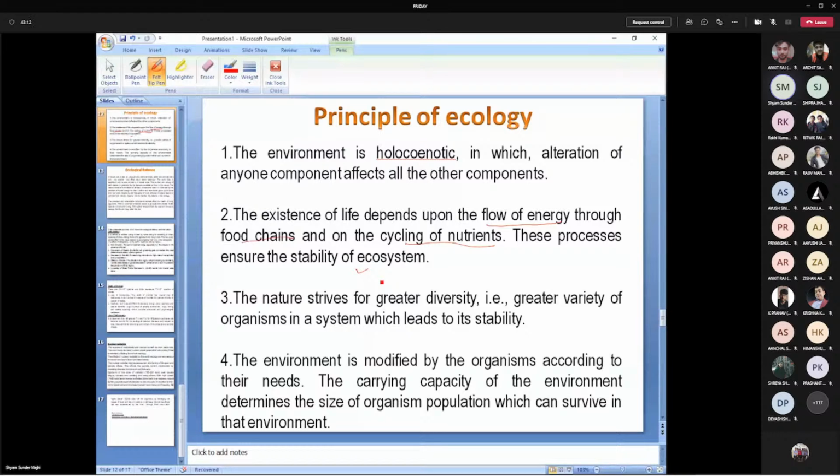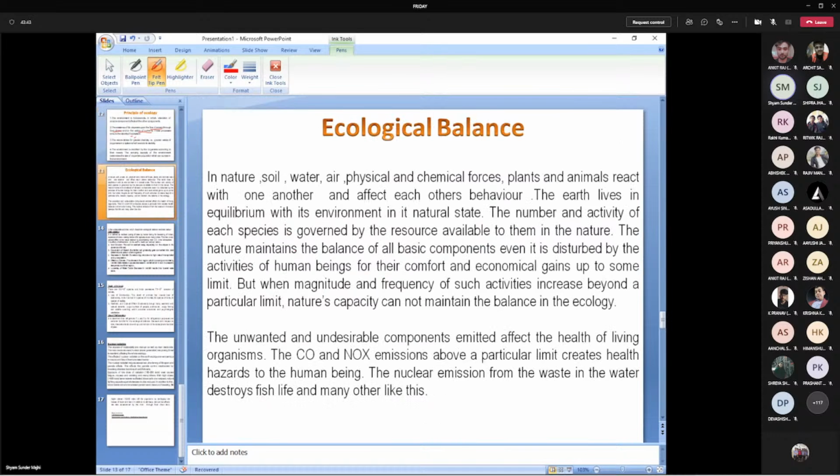Greater diversity and variety of organisms in a system leads to its stability. Then last, the environment is modified by the organisms according to their need. The carrying capacity of the environment determines the size of the organism population. So this is the principle of ecology. Now, balance of ecology. There are four factors for balance of ecology. Look here: how will you maintain the balance of ecology? A very important point is rainfall.